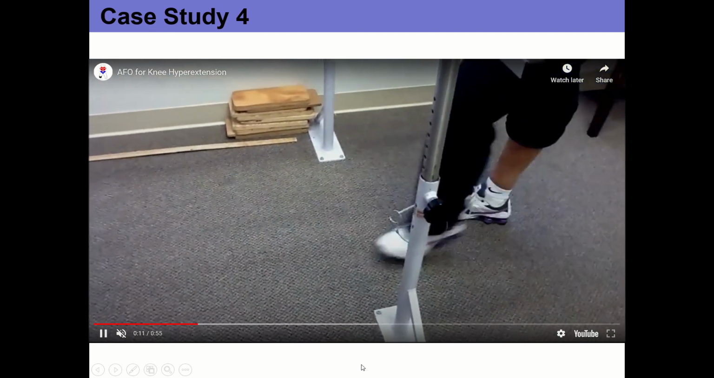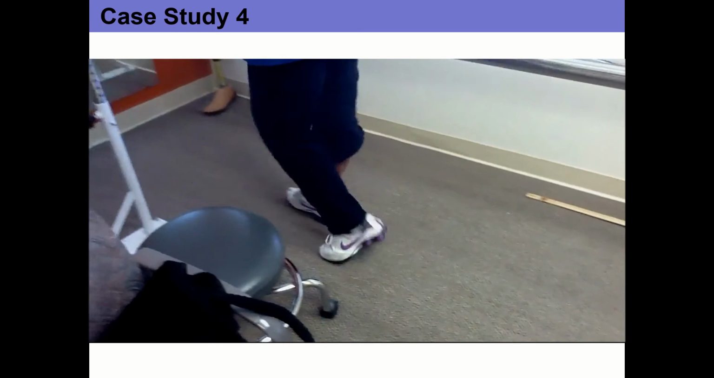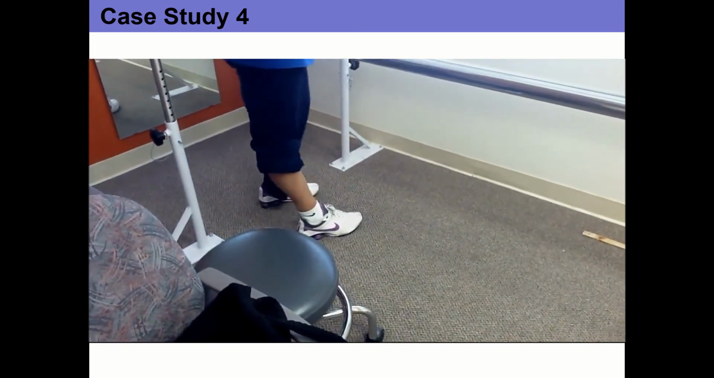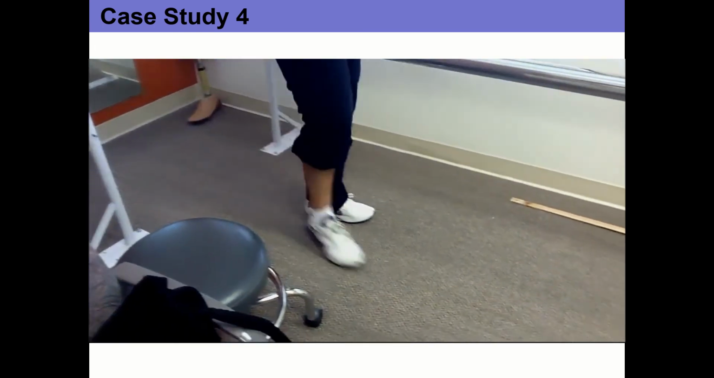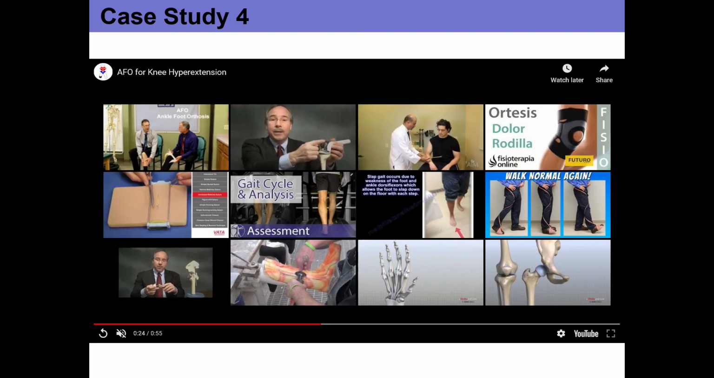And so obviously on her right side, she can't push off at all with the right. So she's going to pull through on the right side. So you can get that hyperextended knee, no plantar flexion at all. And so she's using that knee hyperextension to compensate for the lack of dorsiflexion.